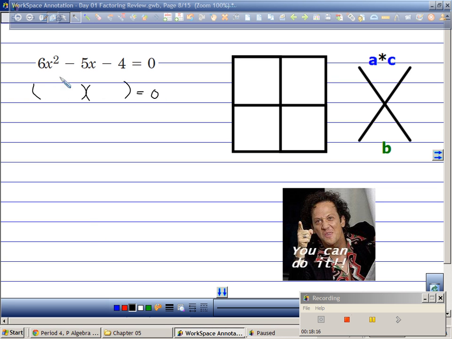What two numbers, when I multiply, I get 6x squared? 3x and 2x. Good. All right. What two numbers, when I multiply, I get 4? 2 and 2. Let's see if it works. I've got a negative here. If you have a negative here, that means 2 times 2 has to be negative 4. Does that mean both of them are negative or one of them is negative? One is negative, right?